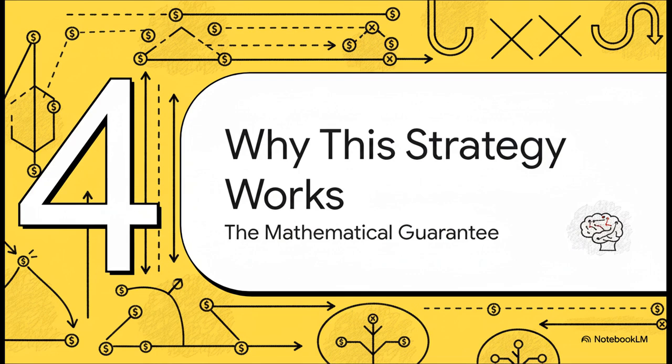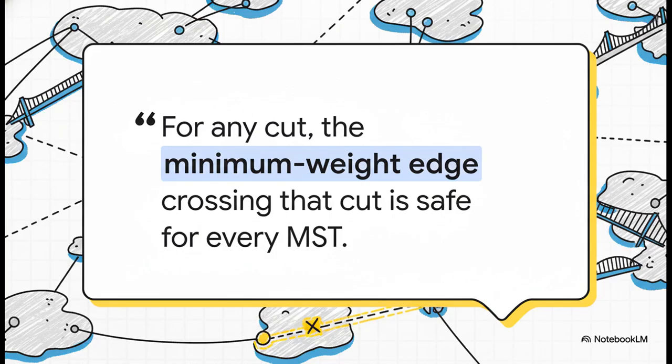Why is being greedy, always picking the cheapest option right in front of you, guaranteed to give us the best final answer? Why doesn't it corner us into a bad choice later on? Well, the reason we know it works comes down to a really elegant mathematical idea called the cut property.